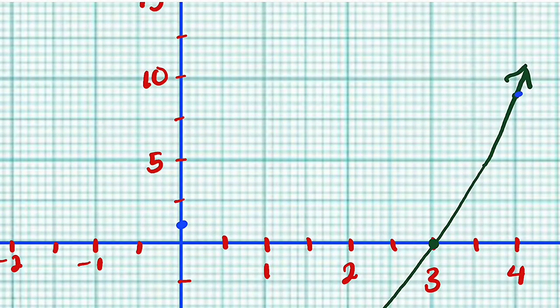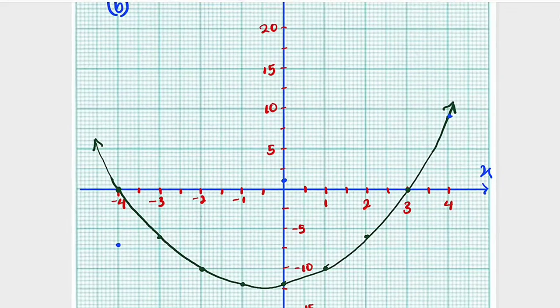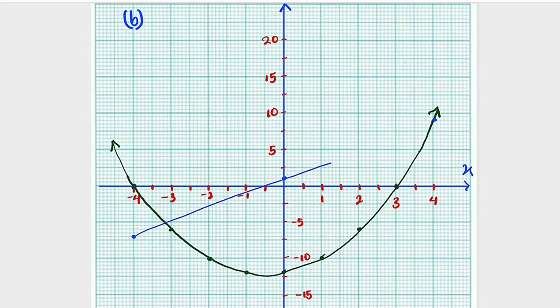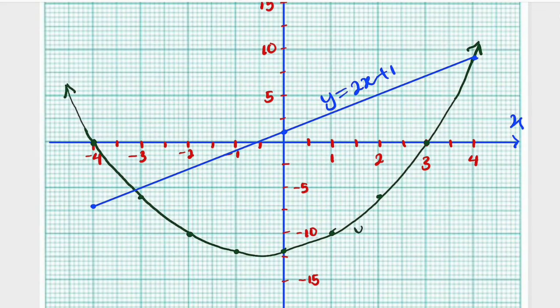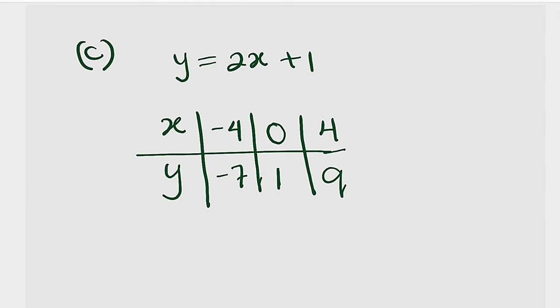Y will be somewhere here. Remember, we have 8 very close to that point. So now let us connect the 3 points together. All right, so you can see that this is the graph of y equal to 2x plus 1. Remember that the previous one, which is the quadratic, is a graph of y equal to x squared plus x minus 12. So we're done with this question.